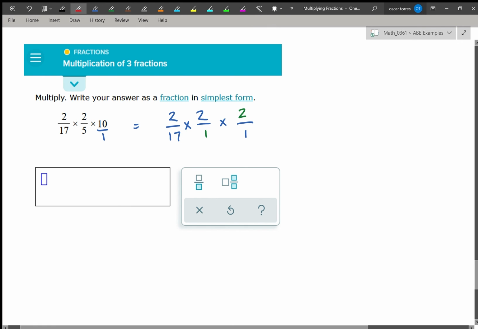So now that we can't simplify them any further, we can go ahead and do the multiplication. In the numerator, 2 times 2 gives us 4, times another 2 gives us 8. And for our denominator, we have 17 times 1 times 1. That'll give us 17. And 8 over 17 would be our final answer.